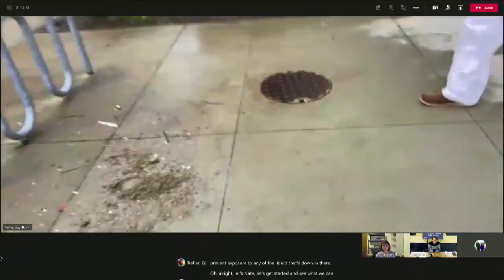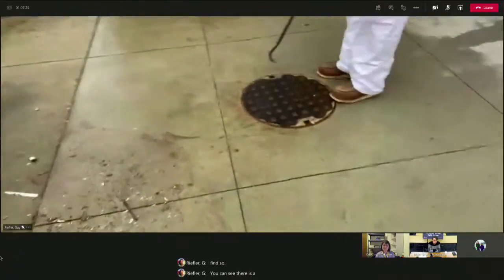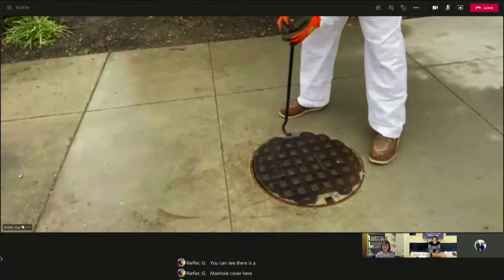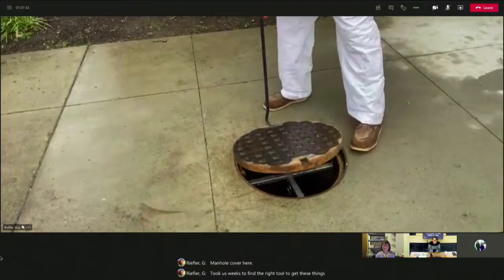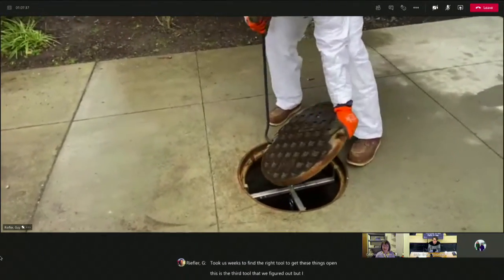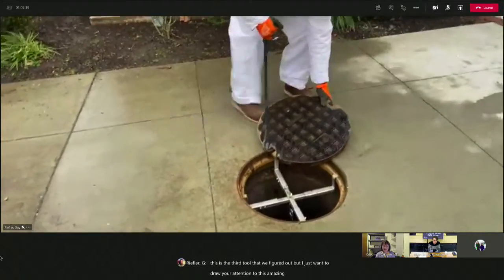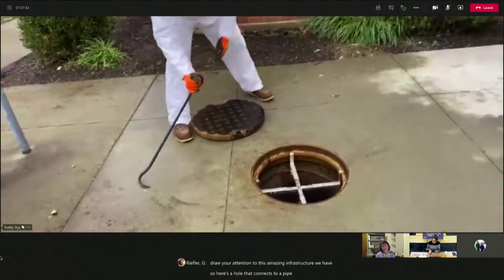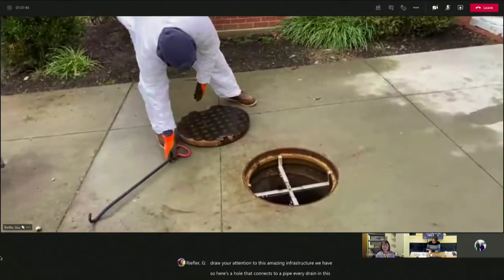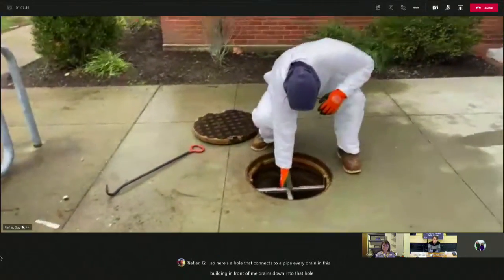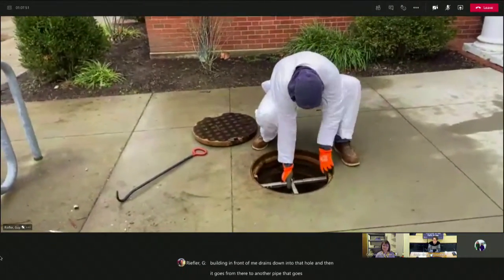So you can see there's a manhole cover here. It took us weeks to find the right tool to get these things open. This is the 3rd tool that we figured out. But I just want to draw your attention to this amazing infrastructure we have. So here's a hole that connects to a pipe. Every drain in this building in front of me drains down into that hole. And then it goes from there to another pipe that goes to the wastewater treatment plant.